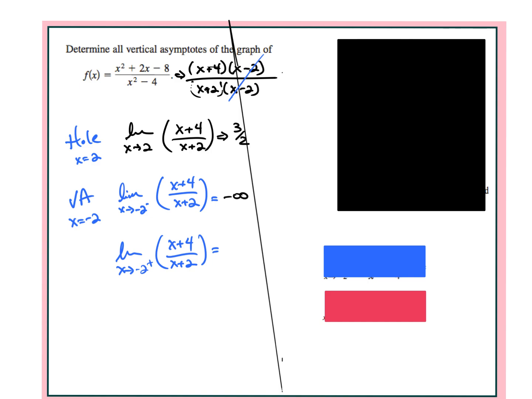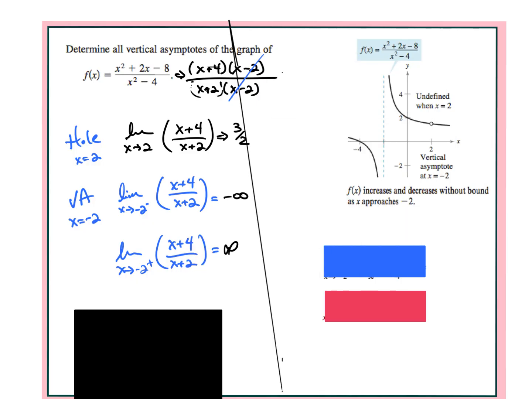And then I need to do negative 2 from the right. So up top, I'm going to have a what again? 2. And then on the bottom, what am I going to have? A really small positive, which makes it what? Positive infinity. So our graph should look like this.